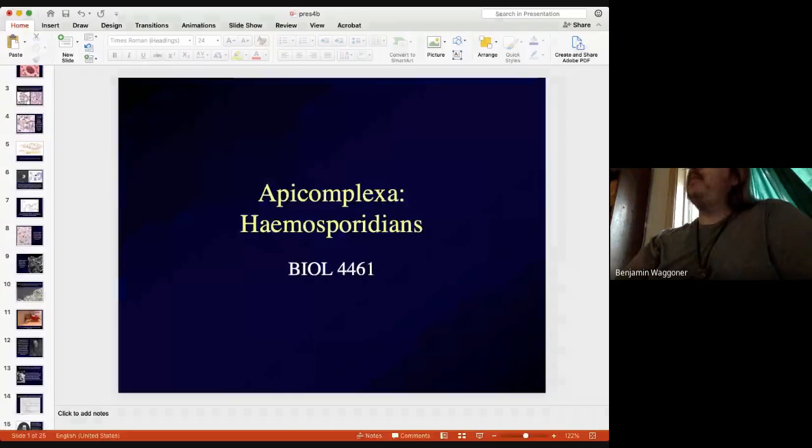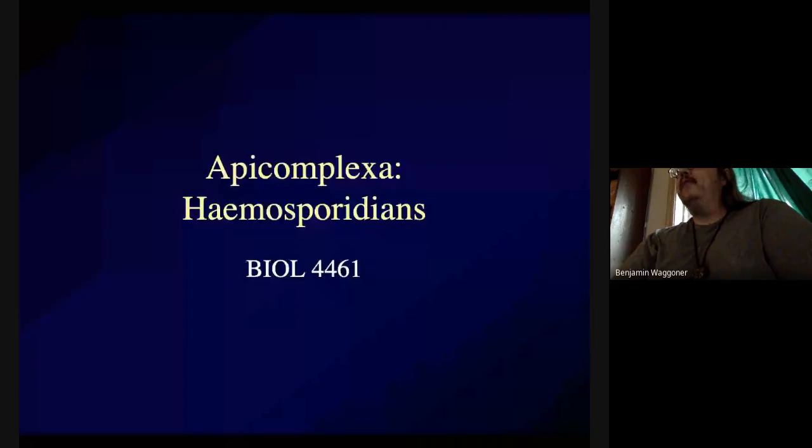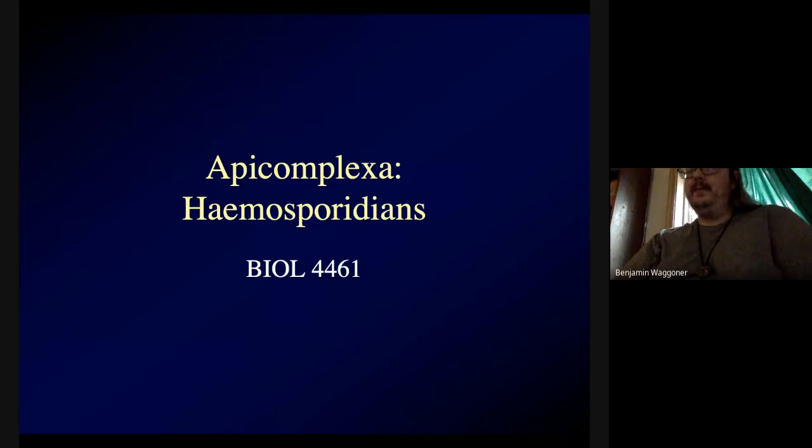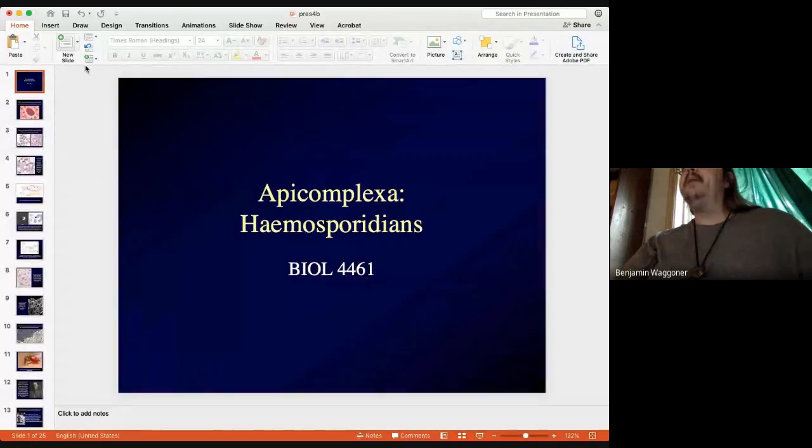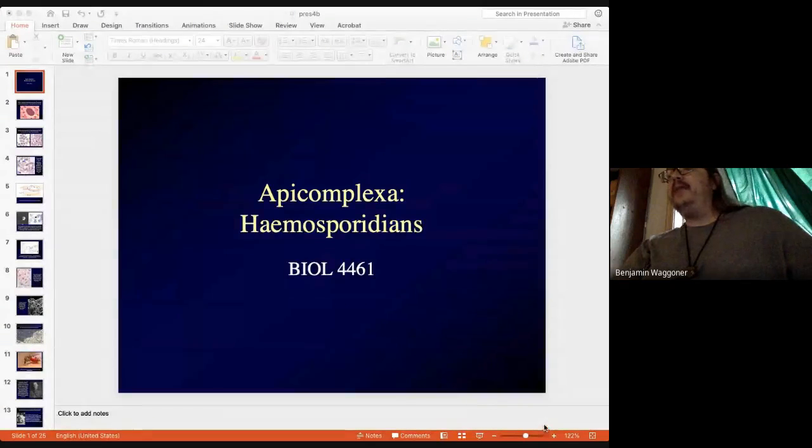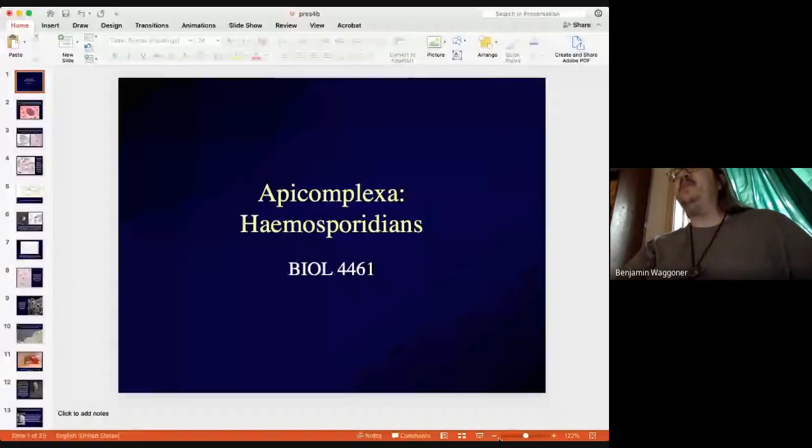I wanted to finish up talking about Haemosporidia, this last group of apicomplexans. There are quite a lot of species. There are some that infect birds, some that infect amphibians and reptiles. Yeah, we were talking of apicomplexans. There are some that infect birds. There are some that infect reptiles. I think there may be some that infect mammals and fish, but I don't know much about them.